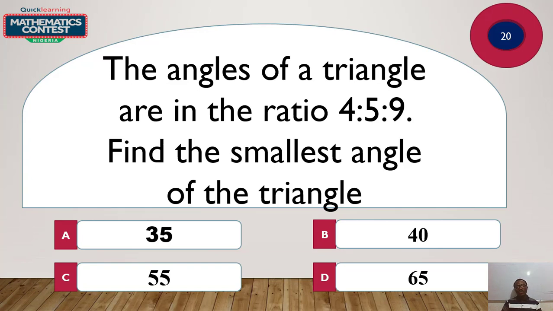Sum up the ratios together. 4 plus 5 plus 9 will give us 18. So the smallest angle should be the smallest ratio. So 4 over 18 times 180, because sum of angles in a triangle is 180. So 180 by 18 is 10. 10 times 4 is 40. So the answer is 40 degrees.